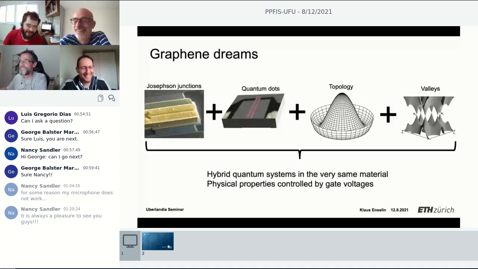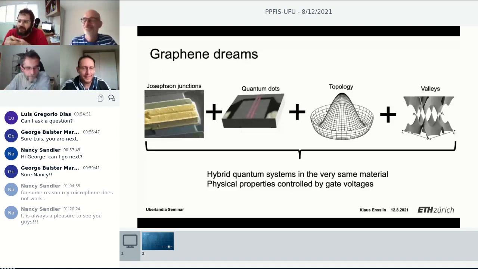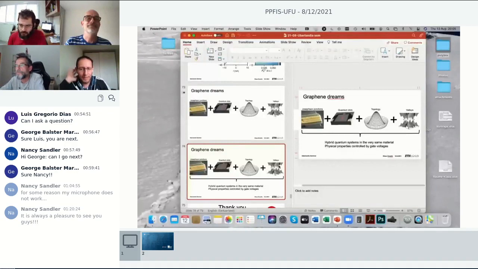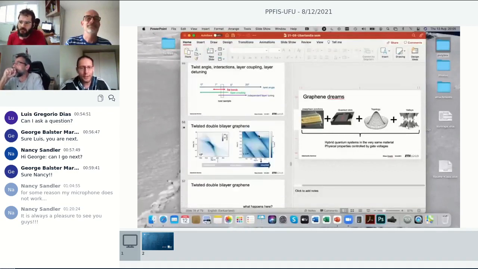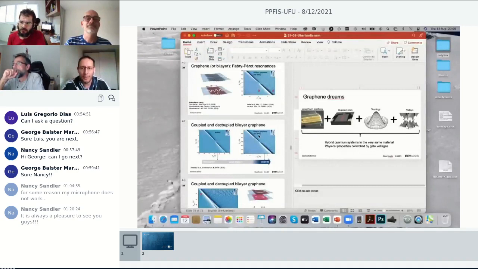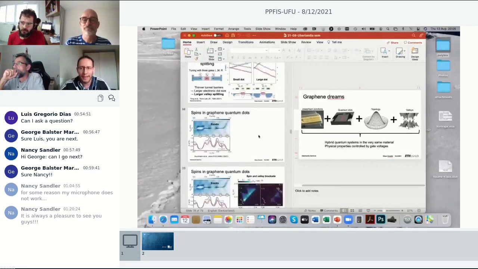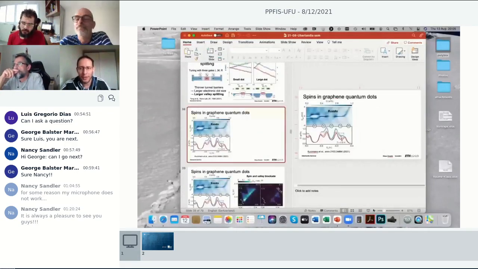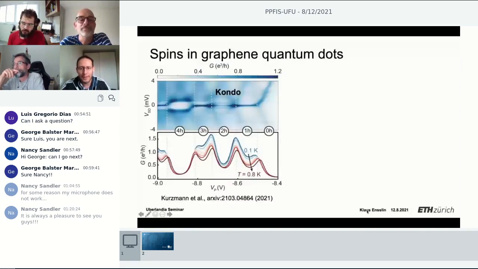So well, thanks, Klaus, for the very nice talk. Very inspiring. I actually have two questions also. One regarding the Kondo in the dot, and another one regarding the Josephson junctions. So let me start with the dot. I actually saw the paper, and I understand you guys did some temperature scalings on the different valleys and found some signatures of SU(4) Kondo. Is that correct, or can you elaborate on this?